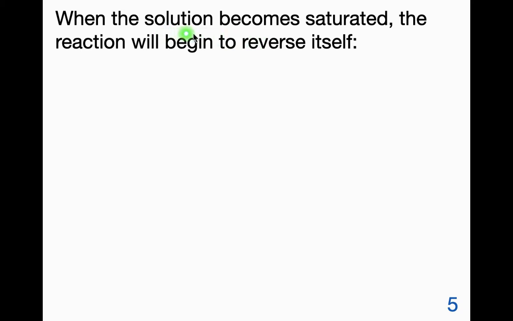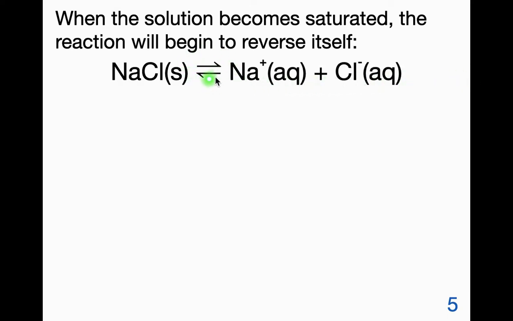When the solution becomes saturated, the reaction will begin to reverse itself. So now we're using two-way arrows, double arrows. So the solid sodium chloride is dissolving at the same rate as the ions are reforming the solid. Okay, you have arrows pointing in both directions now. So the solution is saturated.